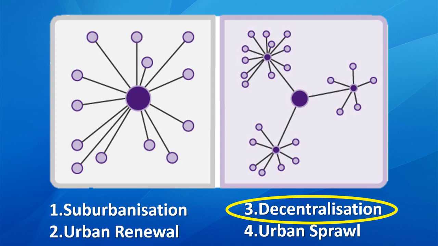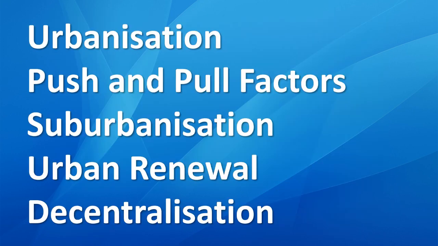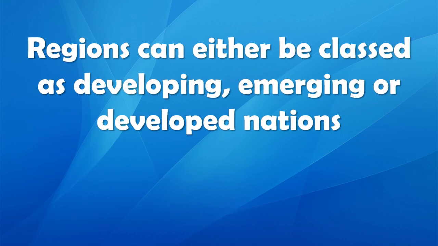So far we've looked at urbanization, push and pull factors, suburbanization, urban renewal, decentralization, all as a concept of how an increase in population can have immense pressure on a city's area to manage in terms of resources and even pollution. So what we're going to do now is see how can regions be classified, because they can be either developing, emerging, or developed nations. And the first question we have is, what's the difference?